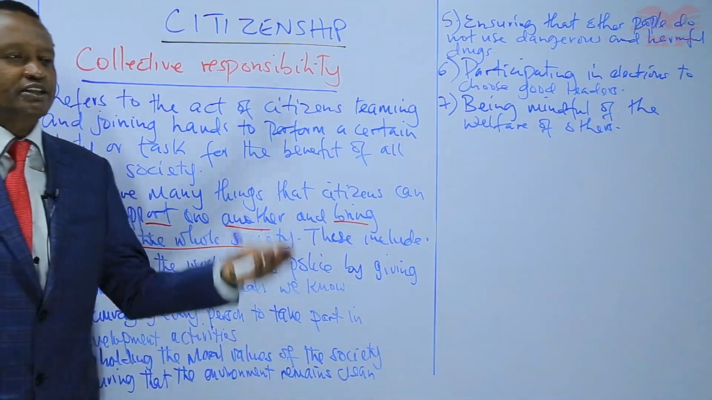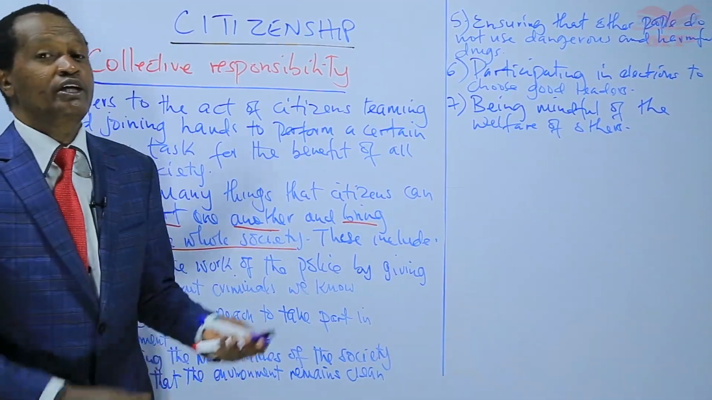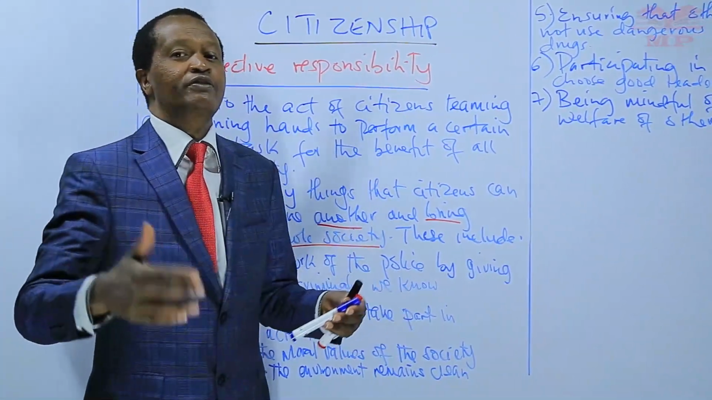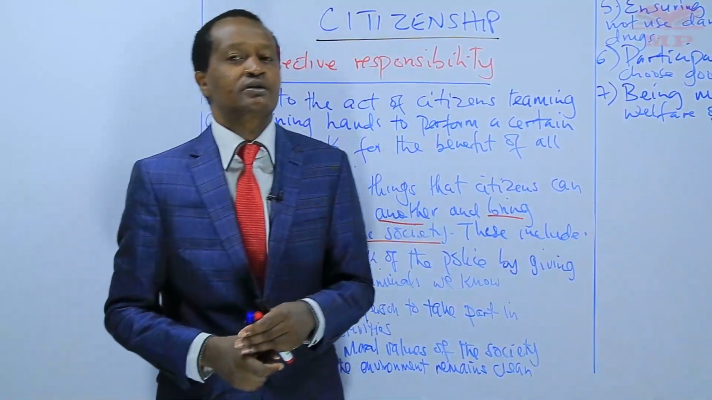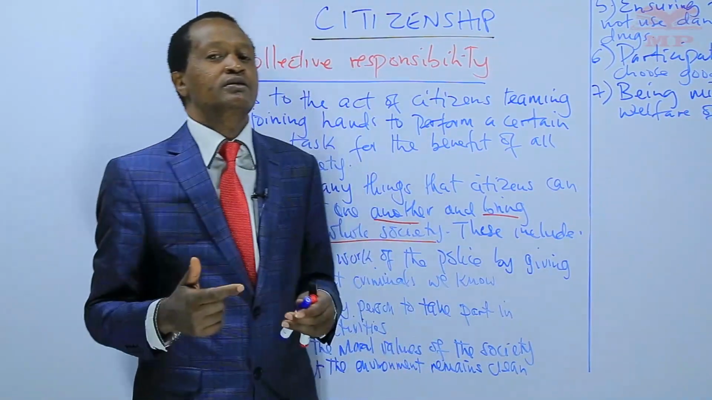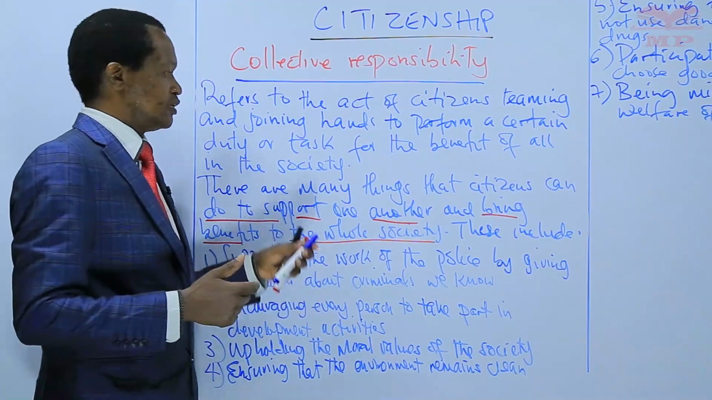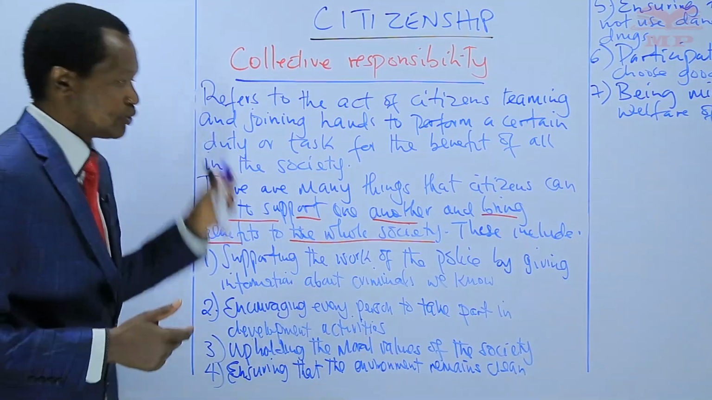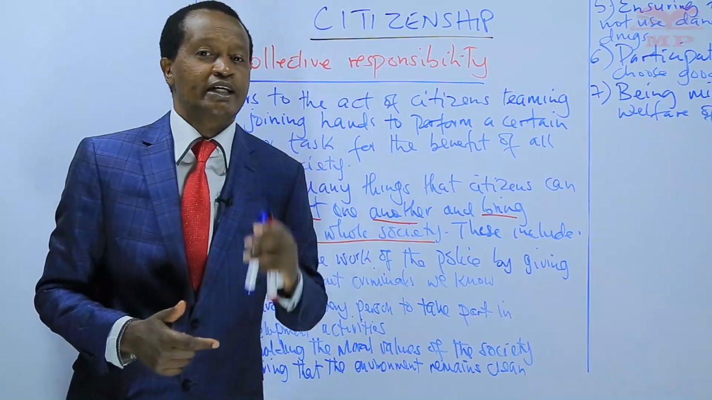And we have seen in the past where even the government has tried to involve the people in improving security by having a representative of every 10 households work with the assistant chiefs. This is what we normally refer to as nyumba kumi. So these are 7 things that we can do to support one another and bring benefits to the whole society.